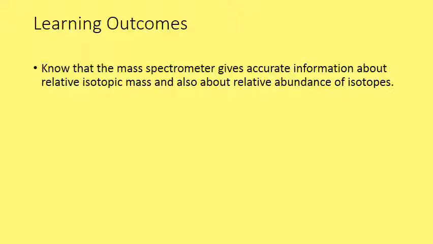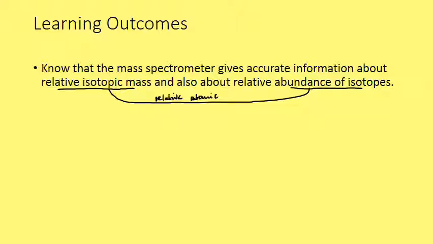So first of all, we want to know that the Mass Spectrometer gives accurate information about relative isotopic mass and also about relative abundance of those isotopes. So just to clarify, if we have a relative isotopic mass and we have the abundance of those isotopes in a sample, we combine those two, and what we're going to get is the relative atomic mass, or the relative molecular mass if we're dealing with molecules. They're the two components of relative atomic mass.